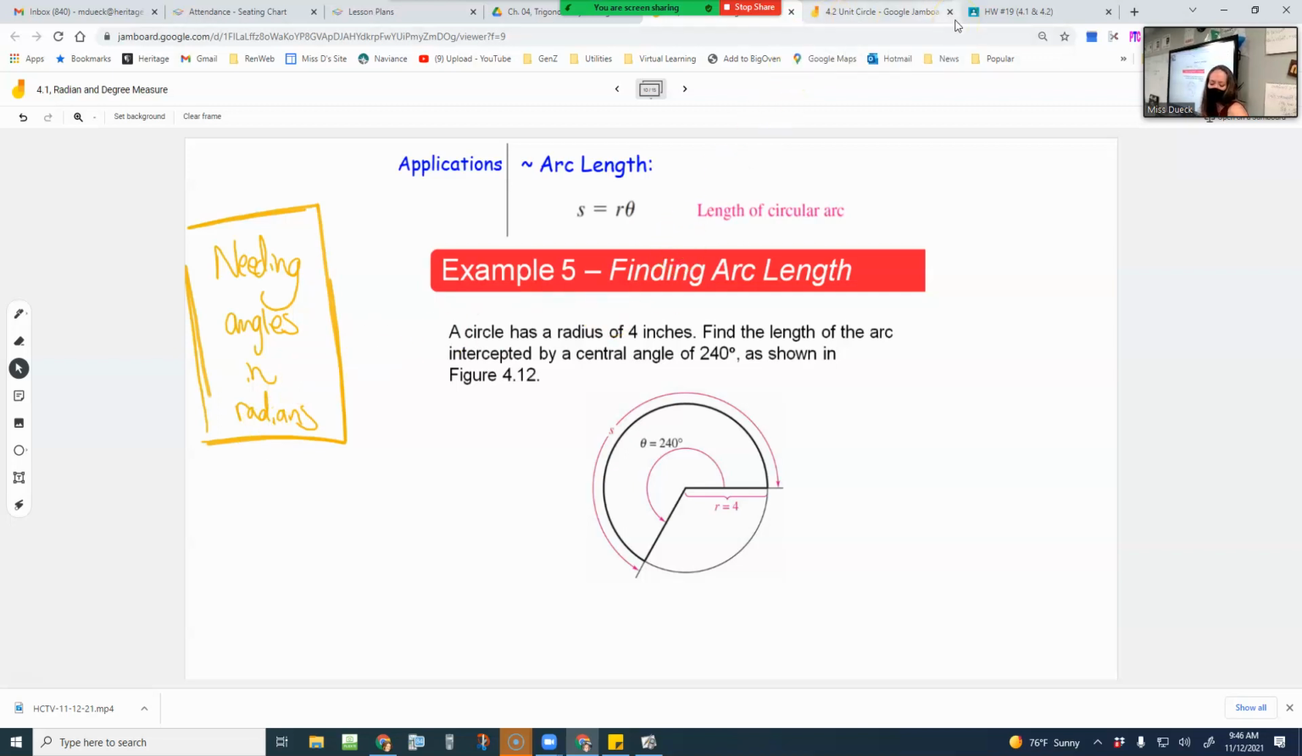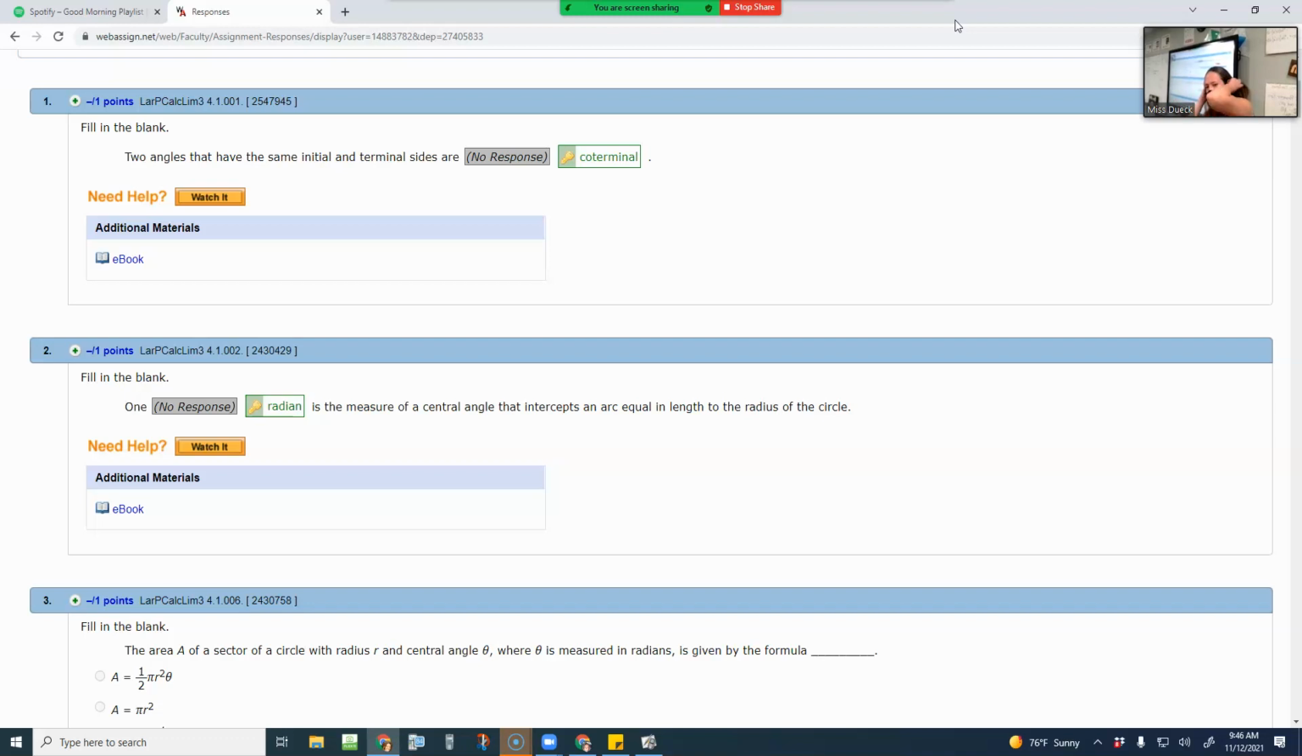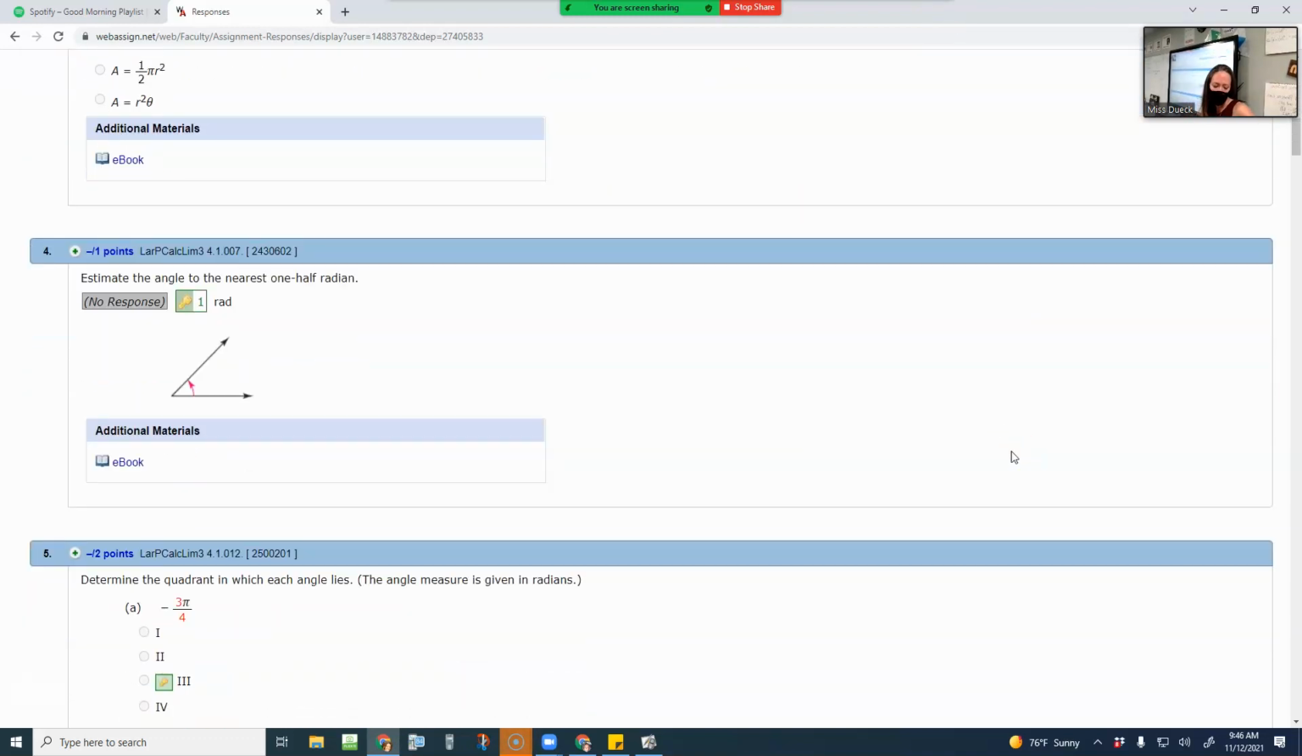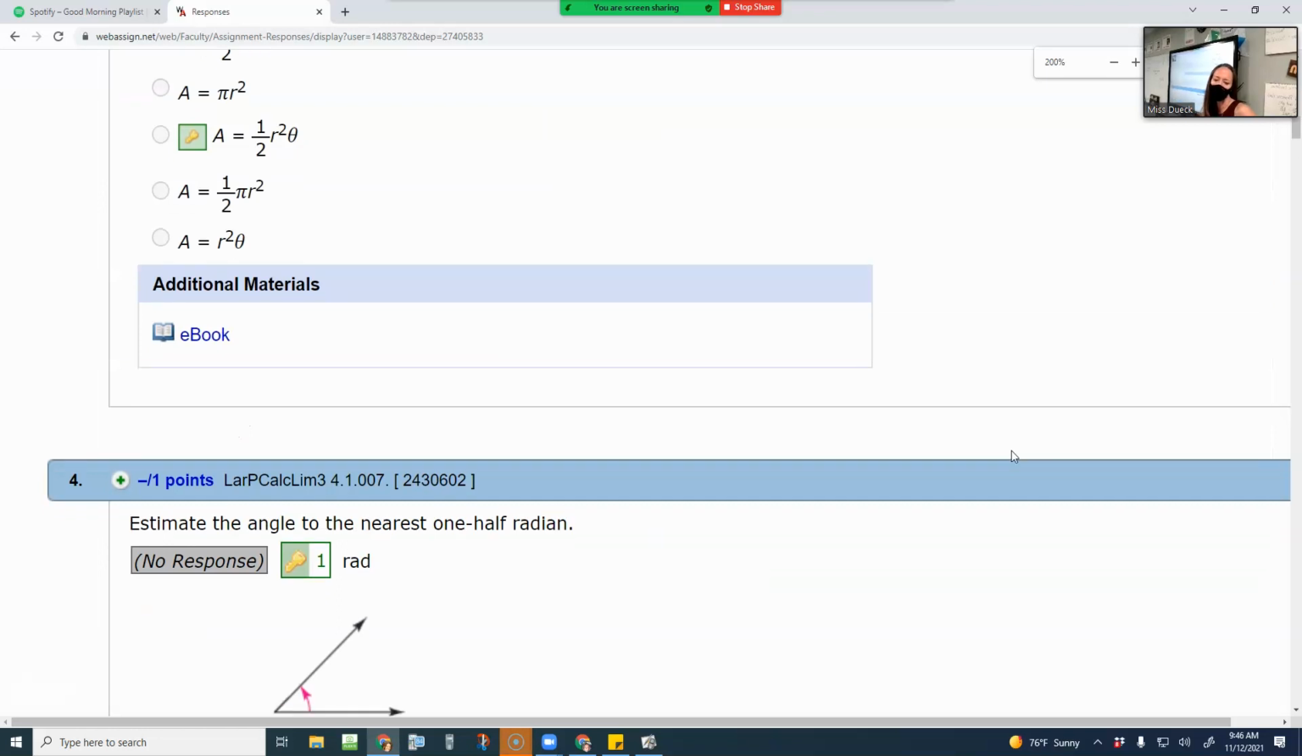So, I have your web assigned ready to go. Questions 1 through 18 are where we're looking. Anybody, where should I go first? Sasha? Number 4. Number 4 gives us the problem, estimate this to the nearest 1/2.